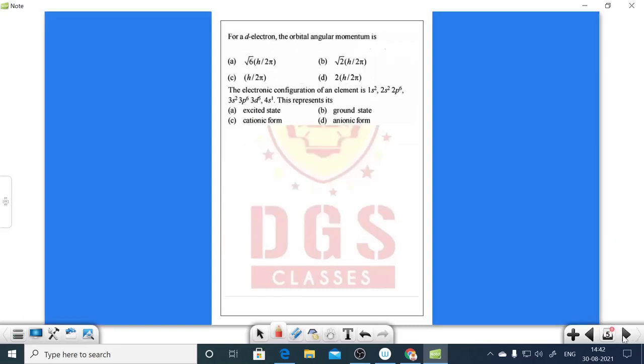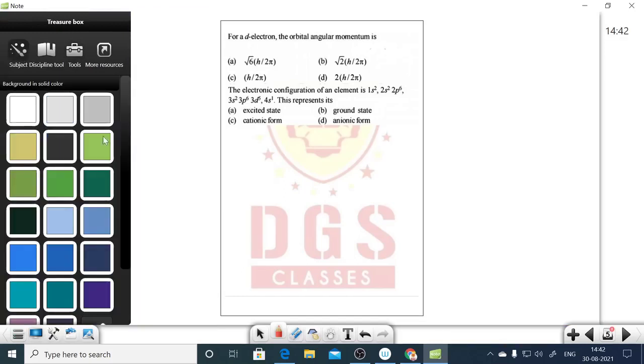Fine guys. For a d electron, the orbital angular momentum is, again I need to change the background of this paper so that you will get a better view.